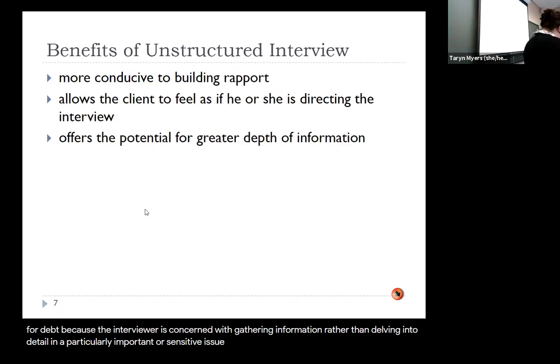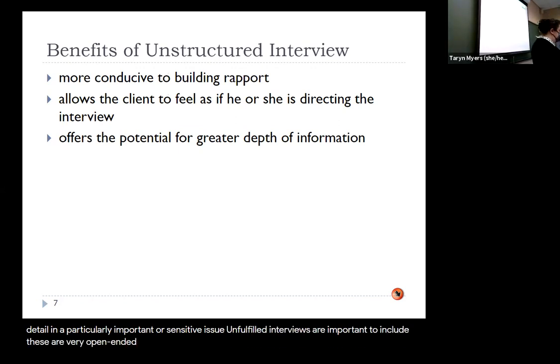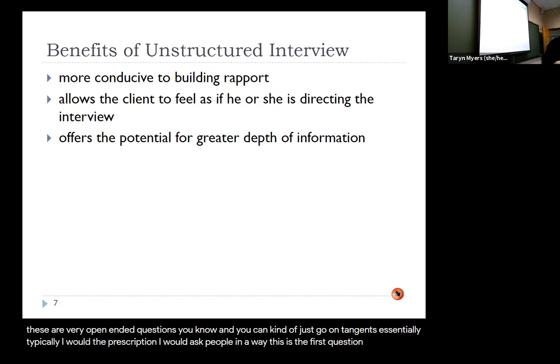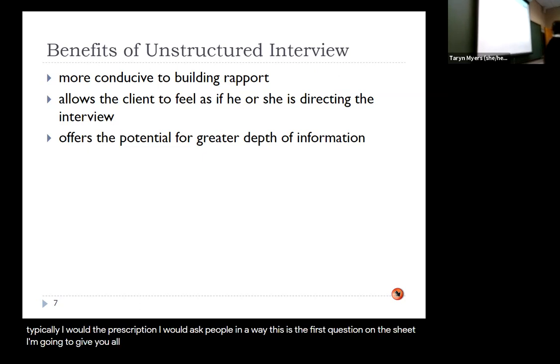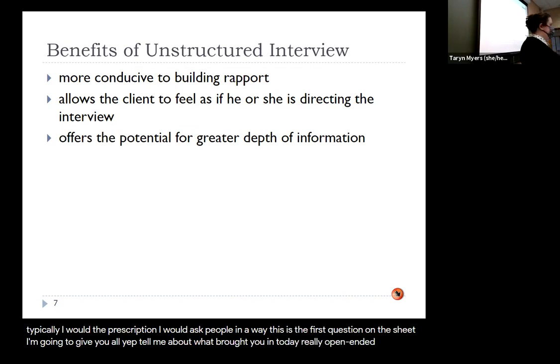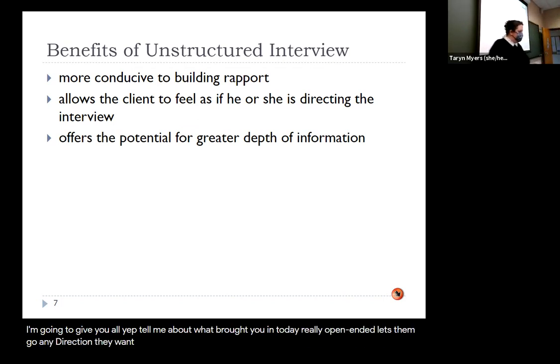So unstructured interviews are important to include. These are very open-ended questions, and you can just go on tangents, essentially. Typically, the first question I would ask people, and I believe this is the first question on the sheet I'm going to give you all, is: tell me about what brought you in today. Really open-ended, lets them go any direction they want, right? And you get a lot of information from that.